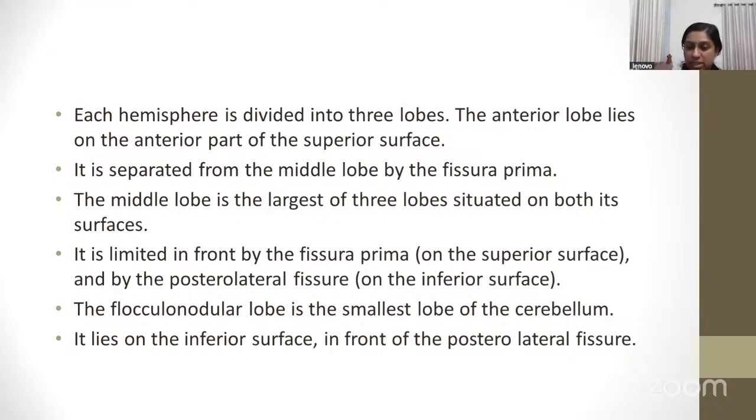So, the cerebellum can be divided into corpus cerebelli and flocculonodular lobe, and the corpus cerebelli can again be divided into anterior lobe and posterior lobe, or the middle lobe. Posterior lobe is always called middle lobe since it's situated between the anterior lobe and the flocculonodular lobe. The anterior lobe is separated from the middle lobe by a fissure known as fissura prima. And this middle lobe is separated from the flocculonodular lobe by means of the posterolateral fissure.